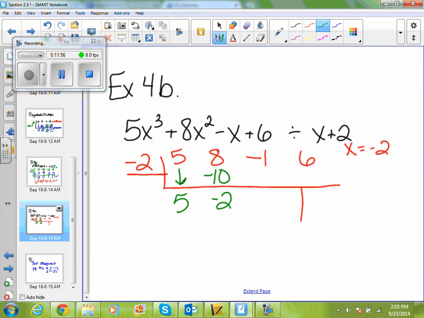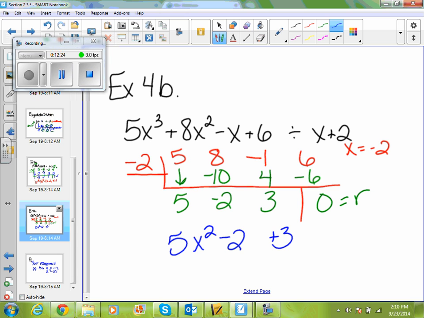Negative 2 times negative 2 is 4. If I add those, negative 1 plus 4 is 3. Negative 2 times 3 is negative 6. If I add those, I end up with 0 as my remainder, which is always what we want to end up with, but not always what we do. My new function is 5x squared minus 2x plus 3. And since my remainder was 0, that's completely right. I don't have to write anything about my remainder.